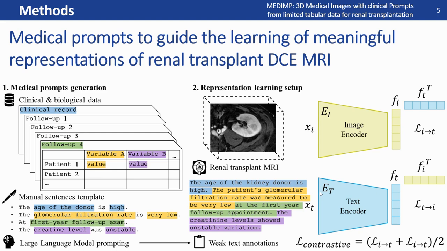And we use this data to train an image encoder jointly with a text encoder from our DCE MRI of renal transplants using multi-view contrastive losses. We show in our paper that the obtained visual features encode the clinical and biological information present in the textual data, and that the obtained features enable us to outperform the state of the art on a relevant downstream task for renal transplantation monitoring. More specifically, trying to predict the creatinine level after 2, 3, and 4 years.